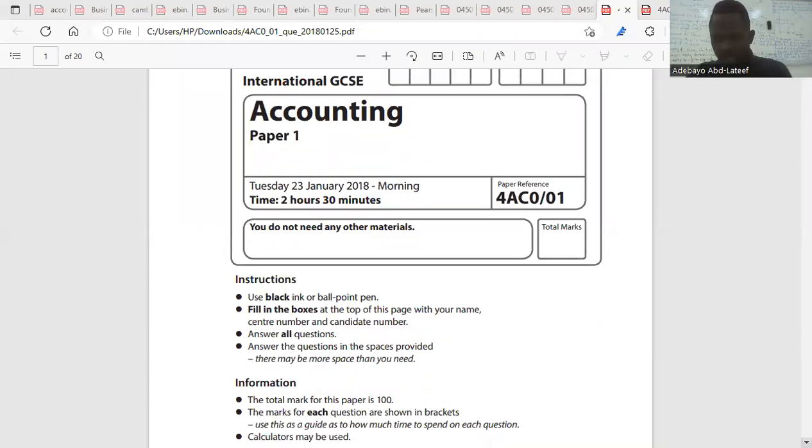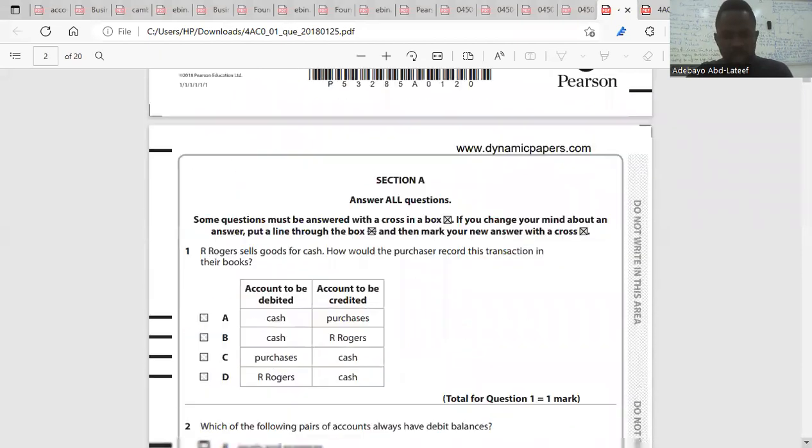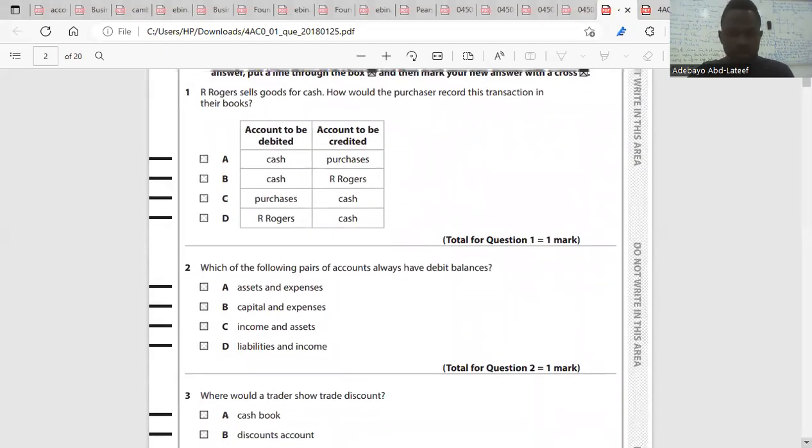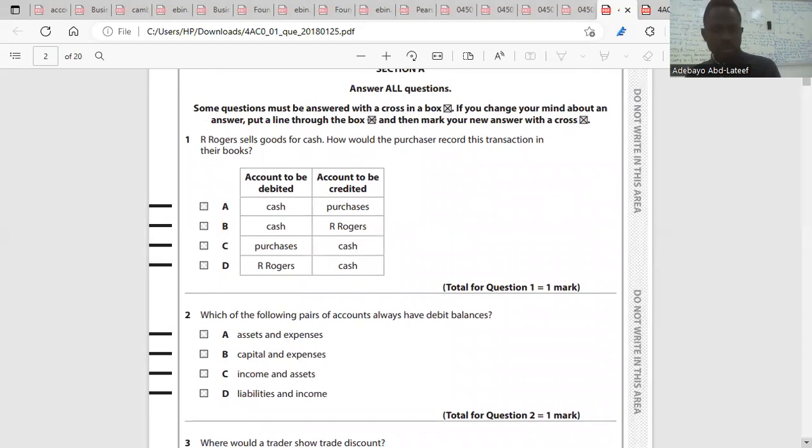So let's go to question 1, accounting. Question 1. It said, how would you sell goods for cash? How would the purchaser record this transaction in their books?